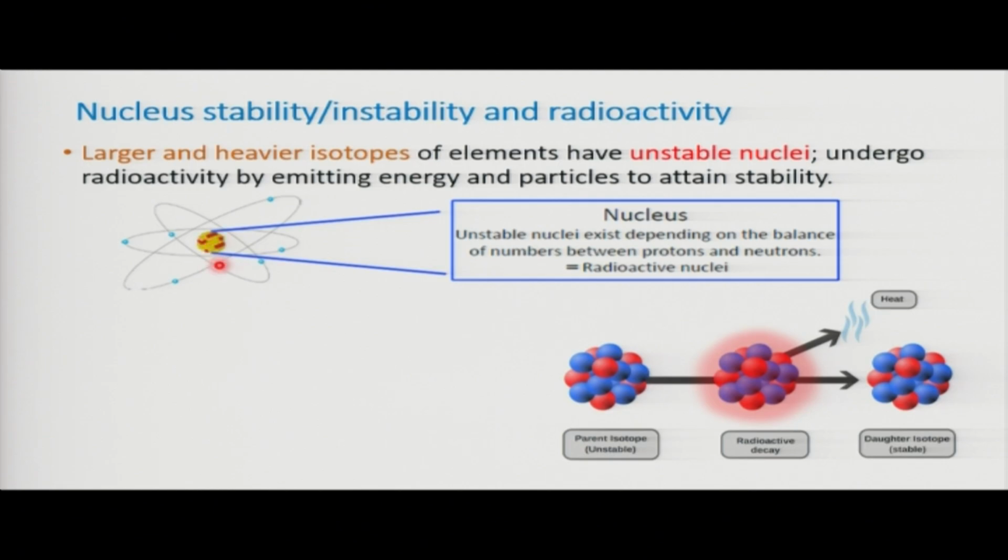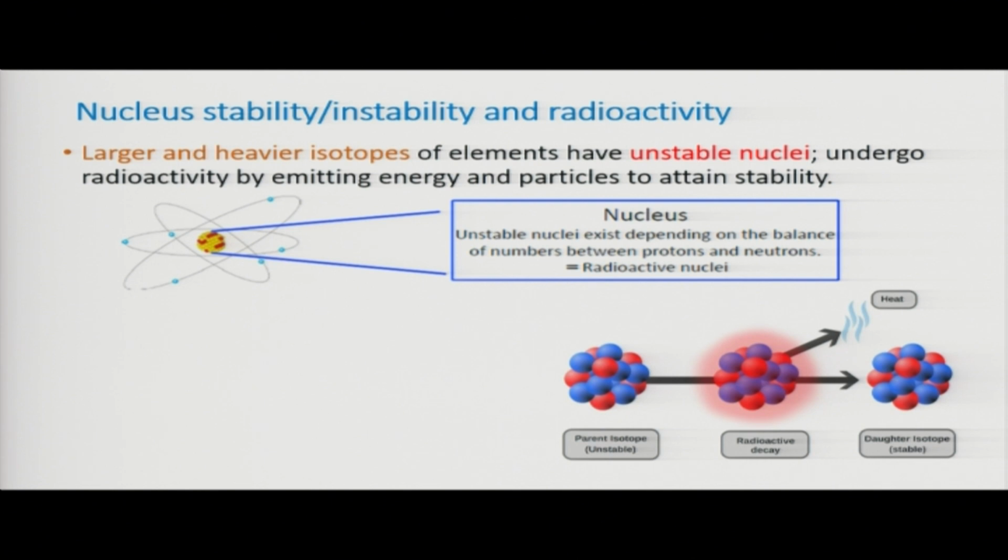So the reason why radioactivity occurs is because of the balance between the number of neutrons and protons within the nucleus. This is the point of emphasis in here. So if they are not balanced well, then decay inevitably happens to form stable isotopes. This is what happens. And this decay involves loss of energy to create stability.